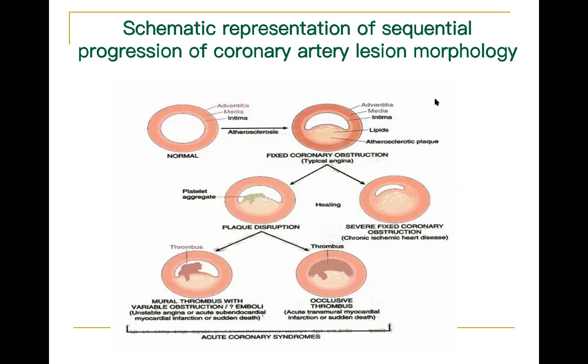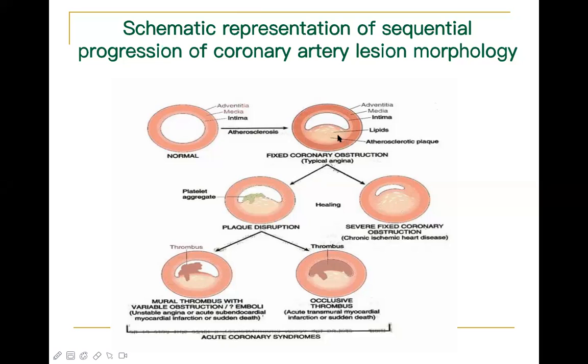Now, among the modifiable or controllable risk factors, we have smoking, diabetes, hyperlipidemia, and hypertension. These are the very, very important controllable risk factors, because we can do something to control these. The person can quit smoking, the person can control the level of lipid, the person can control diabetes, and even blood pressure. So all these are very important points.